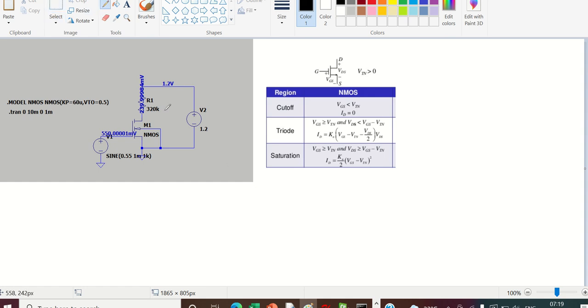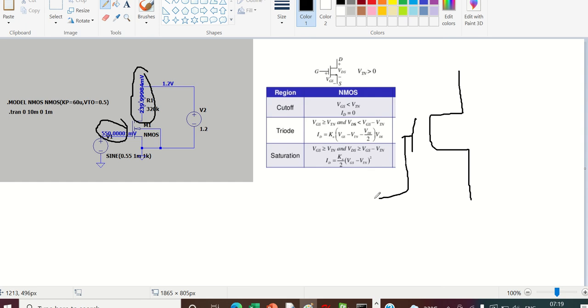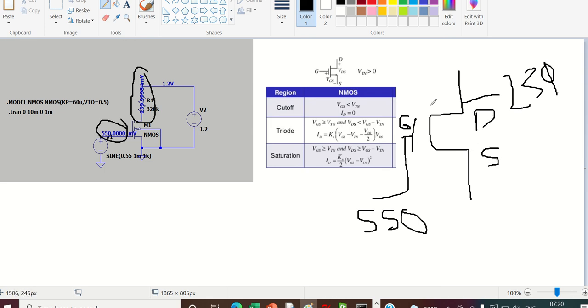Yes. So now what is this voltage here? It is telling me 239. And what is this voltage here? 550. So this voltage is 550, and this voltage is 239. What is this? This is the gate, this is the source, this is the drain.